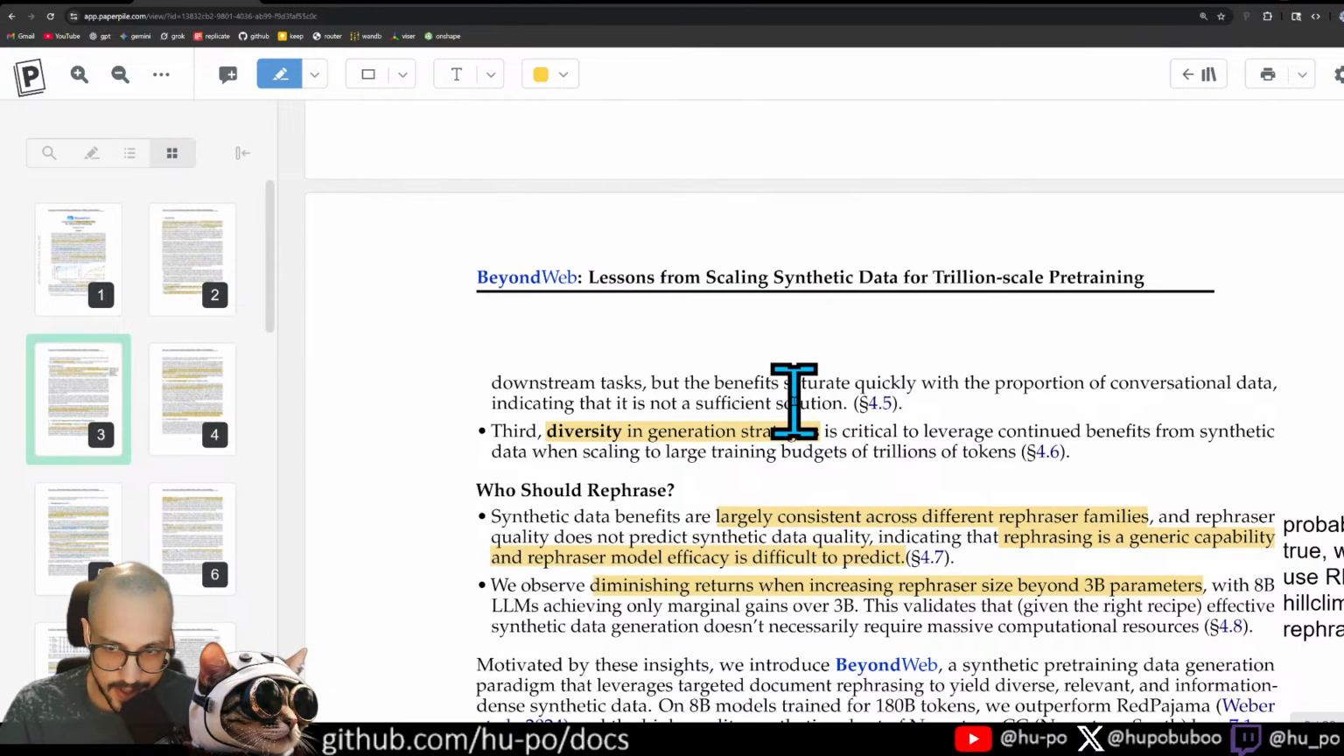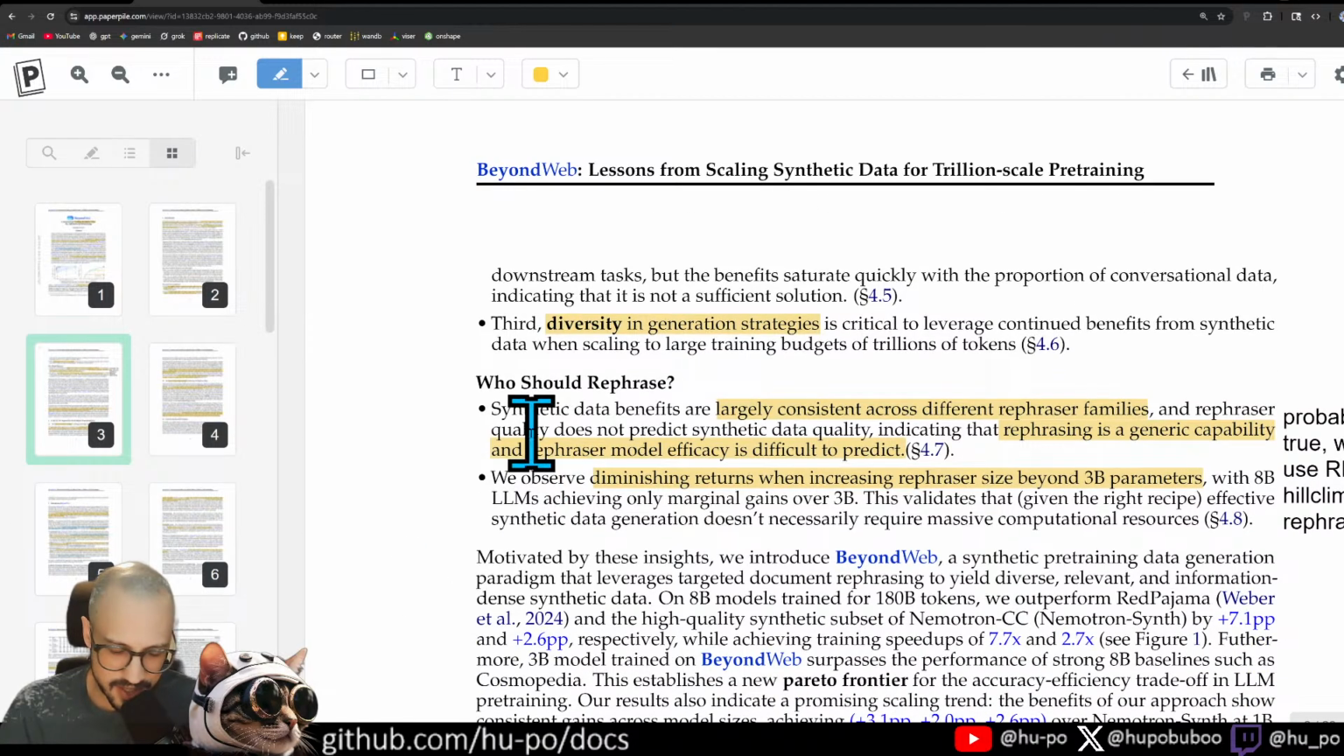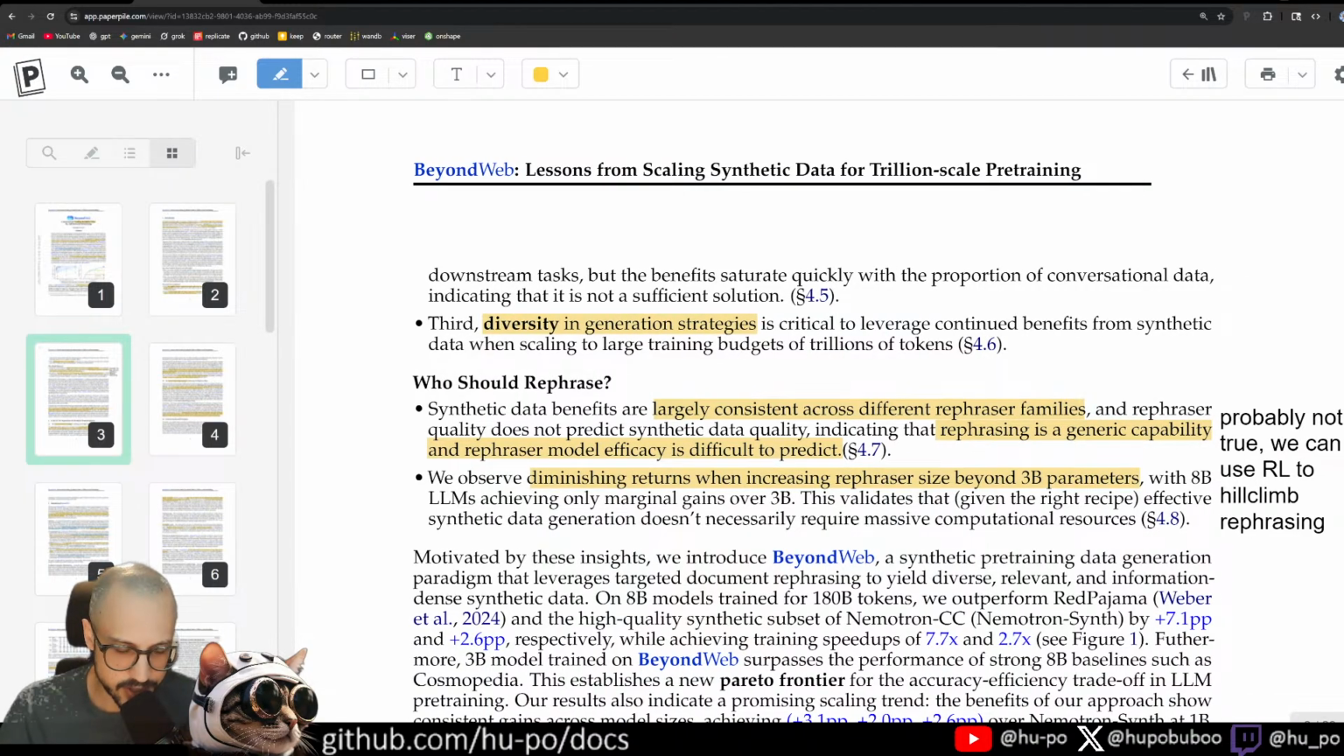Diversity in generation strategies is critical to leverage continued benefits from synthetic data. We're going to see here that variance and diversity is a very important part of understanding data quality, right? Let's go here. Largely consistent across different rephraser families, rephrasing is a generic capability, and rephraser model efficacy is difficult to predict. We observe diminishing returns when increasing rephraser size beyond 3B parameters.